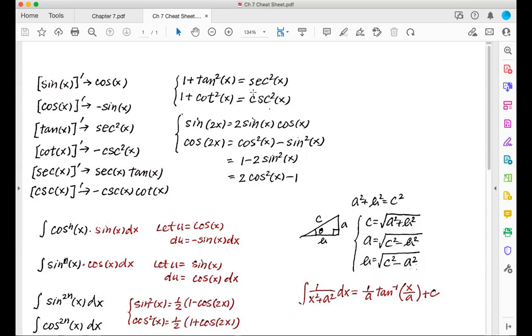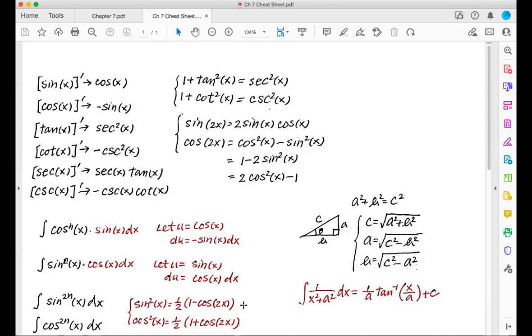The other two that are not here that we really need are down here at the bottom of the screen in the middle, the red. It says sine squared x equals 1/2 times 1 minus cosine 2x, and cosine squared x equals 1/2 times 1 plus cosine 2x. The reason that we need these, in all that we're doing today, it's all about manipulating the trigonometry to get it into a form so that we can integrate it.